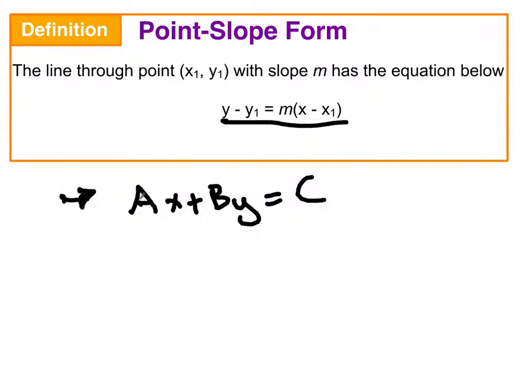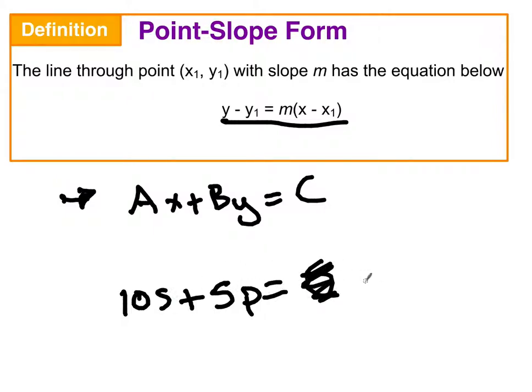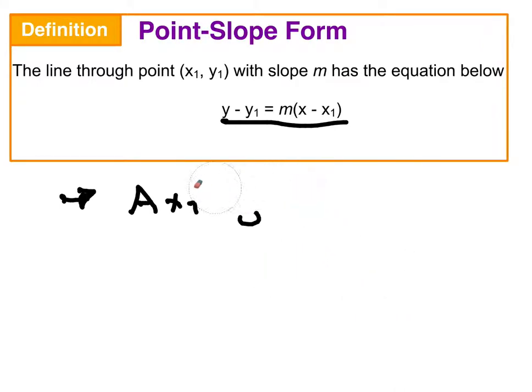Standard form is useful when you have problems like the one we had with the adults and the children on the train. Or if I was going to say shirts cost $10 and pants cost $5, and I'm trying to figure out how many different shirts and pants I can buy if I have $100. It's really nice to be able to just write that equation out like that. So standard form is really useful for some things, but point-slope form is useful for other things.